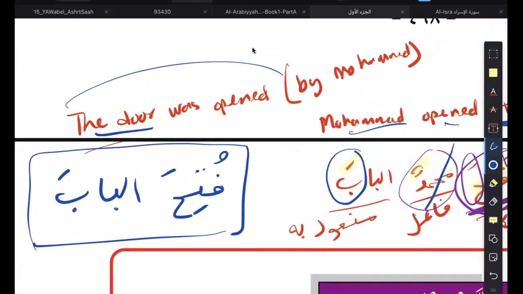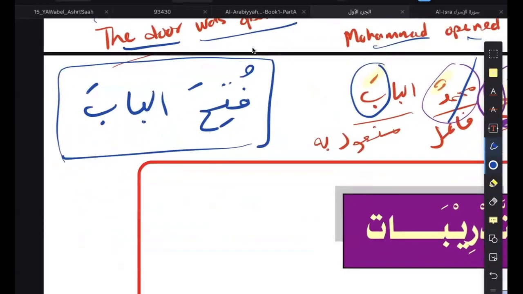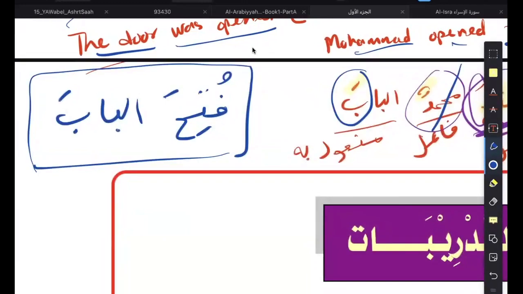But if we say the door was opened, does it mean the door becomes the subject? Not really. The door is still the object. We just don't know who opened it. So technically, the door, the bab, is still the object. But this is the tricky part you have to know. In Arabic, we cannot have any sentence without marfu. Usually a sentence must have marfu because this is the driver. The main element of Arabic grammar is the marfu state.